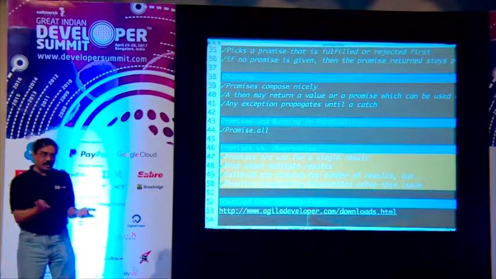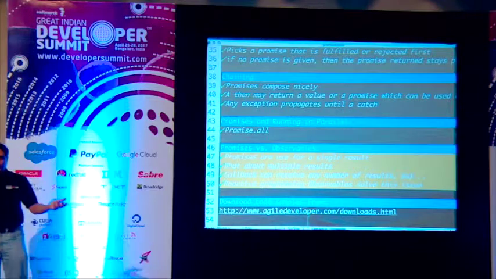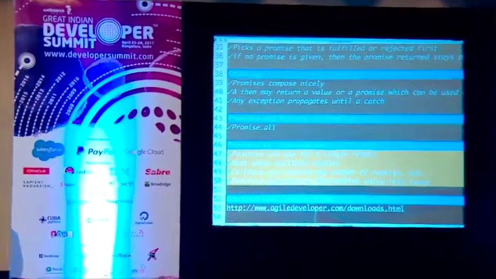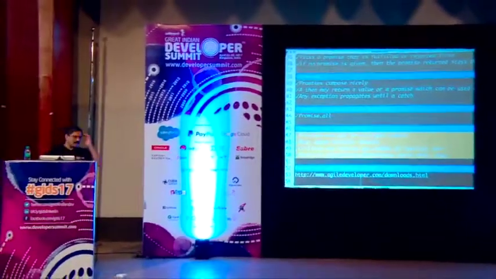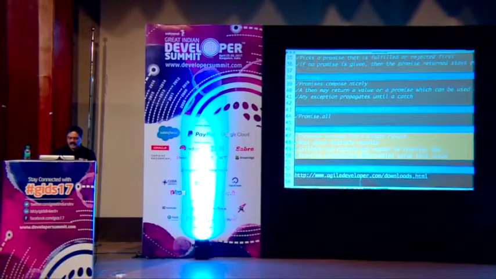So if it's a single piece of data, use a promise. If it's a lot of different data you want to stream through, you may want to use RxJS observables, which happens to be my next talk if you're interested in that kind of stuff.